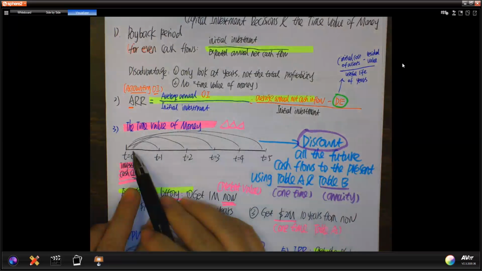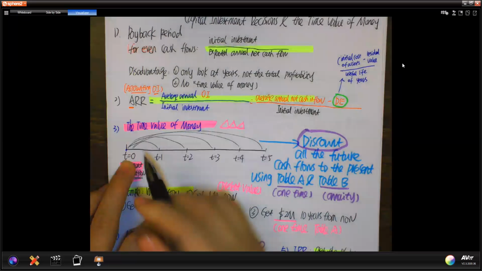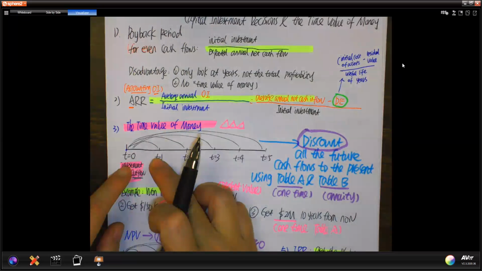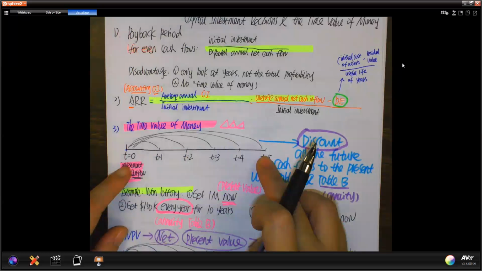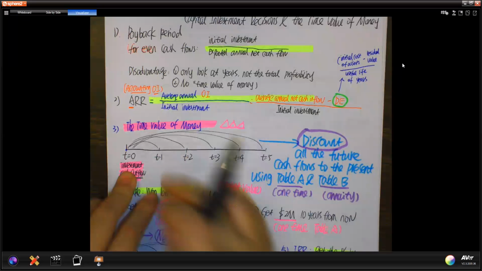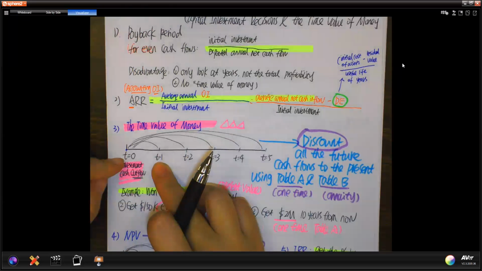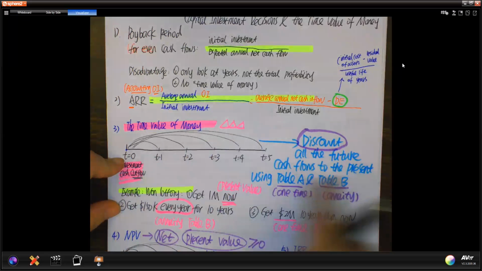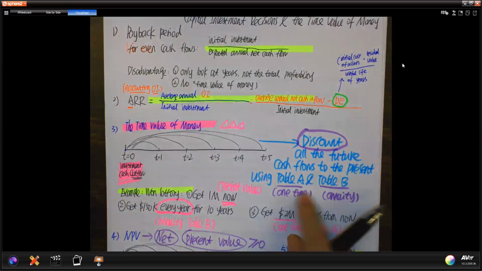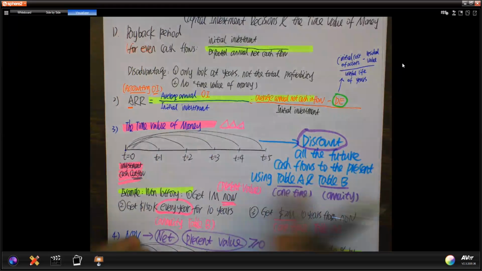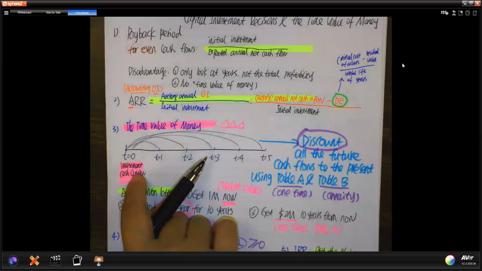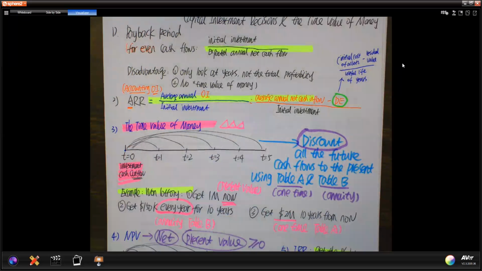General idea is you have this timeline, present time is t equals 0, which is current. And every year, the first year, second year, third year, fourth year, fifth year, let's say, you cannot compare $100 here with $100 next year. So you have to discount all the future cash flow to the present. Either use table A, which is just a one time, or table B, which is annuity. So we have to discount all of the future cash flow to our present value. And then you compare apple with apple.